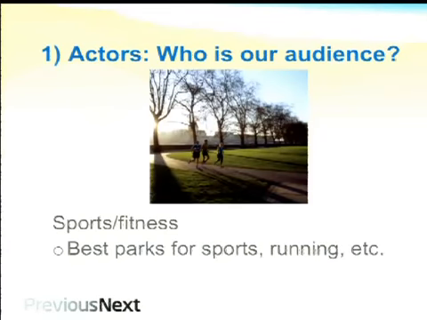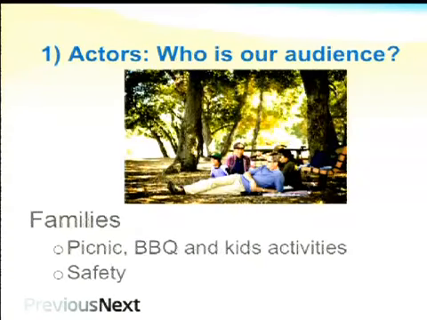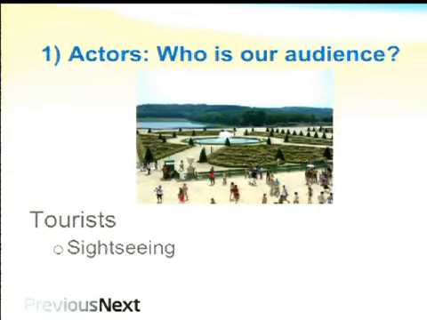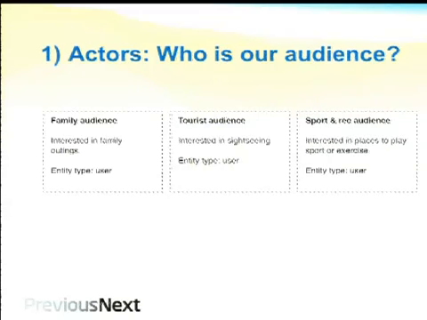We've got our sports and fitness crowd. They're looking for the best parks for sports, for running. We've got our families. They're interested in picnics, barbecues, kids' activities, concerned about safety. We've got tourists. They want to know about sightseeing opportunities, probably also things like public transport. Good chance that tourists don't care about whether or not they can take their dog, unlike families. So we can represent that fairly easily.